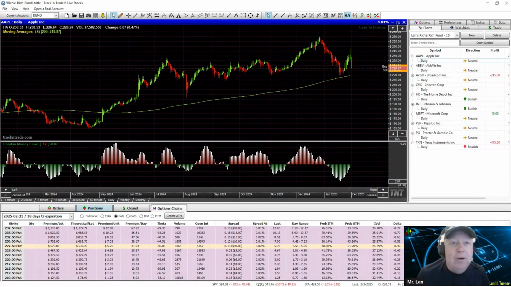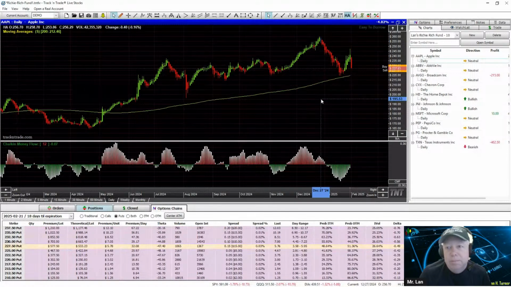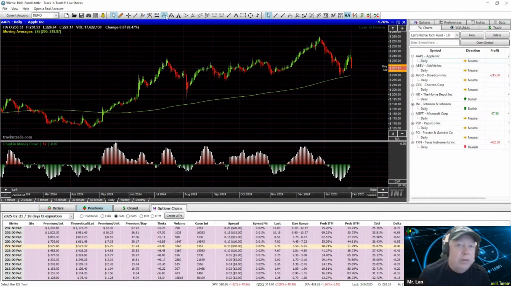Okay, here we go. Apple's falling because they make all their iPhones in China. That's a 10% tariff. And we're not in Apple, of course. How could we take advantage of this? Well, if we think it's going to continue to fall, we can just buy a put option.